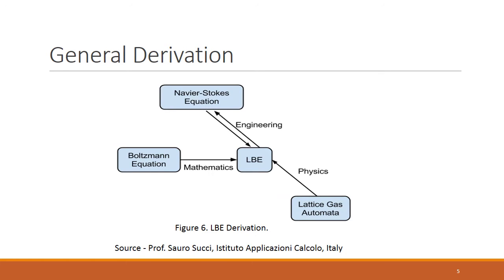This is the general derivation of how we can get the lattice Boltzmann method, which is in the middle. One, you can get it from lattice gas automata. It's fundamentally pure physics. Physicists have worked on that for a long time. Then another one is the Boltzmann equation. It's pure mathematics, just hardcore mathematics.